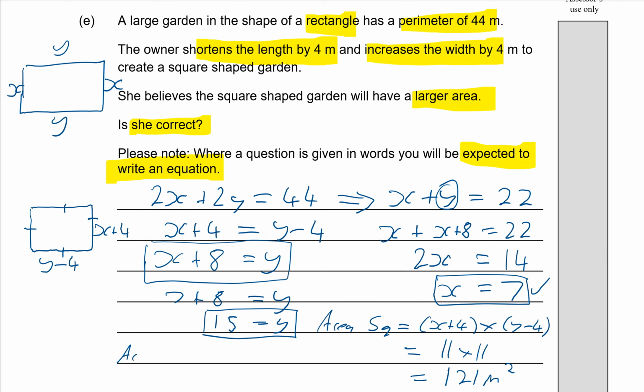Now what about the area of the rectangle? Area of the rectangle is x times y, base times height. x is 7, y is 15, this makes 105, which is smaller. So just split up my two equations there. So she is correct. 121 is greater than 105.